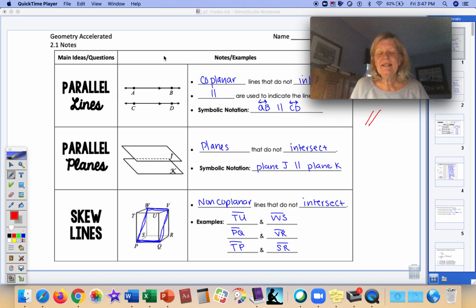Hi everyone, this is Mrs. Mitchell, and today we're beginning a new unit on parallel and perpendicular lines. The very first section, 2.1, is on parallel lines.